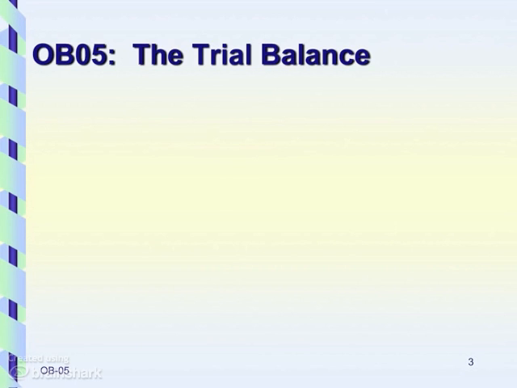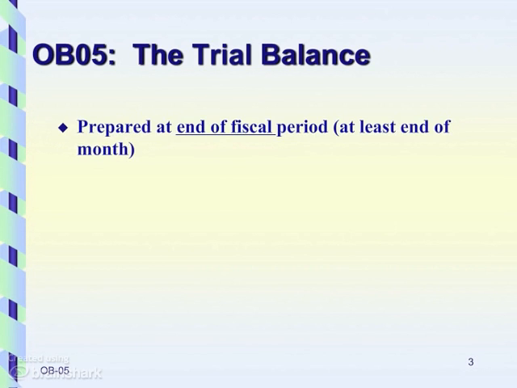The trial balance, if you'll recall, going back to the first semester, is basically prepared at the end of each fiscal period, at the very least, the end of each month. The trial balance takes all the accounts in the general ledger and ensures that the debits of those accounts equal the credits.